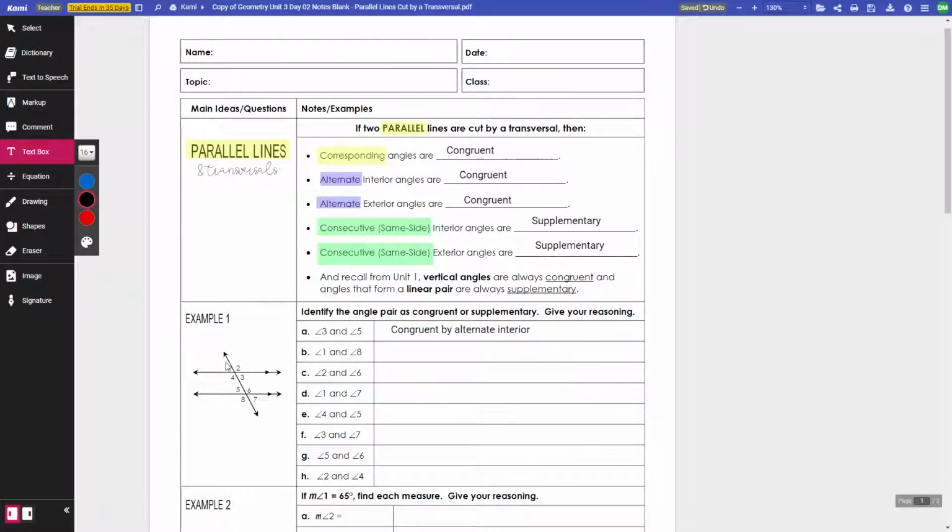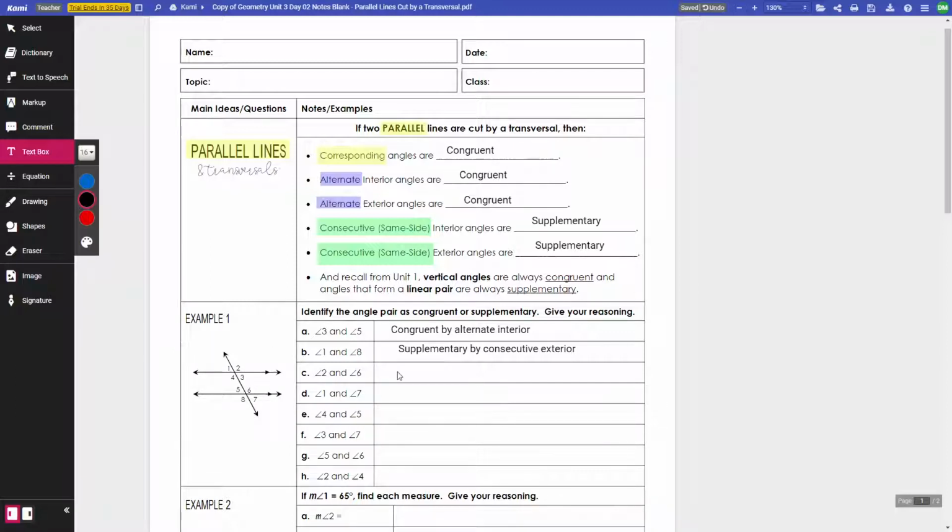Okay, angle 1 and angle 8, so these are both on the left side of the transversal and they're both outside of the parallel lines, so these are supplementary by consecutive exterior. So same side of the transversal, outside the parallel lines. All right, let's look at 2 and 6.